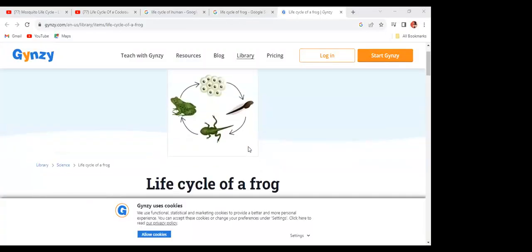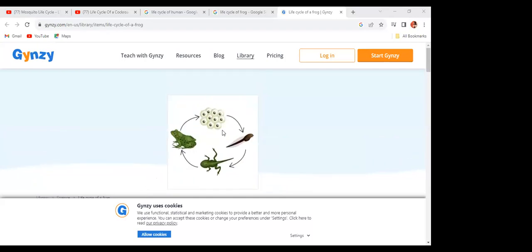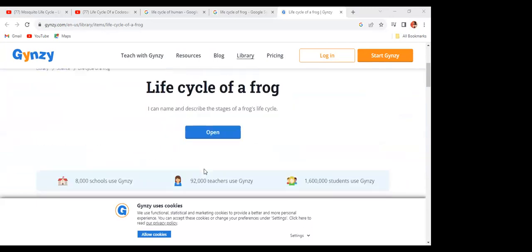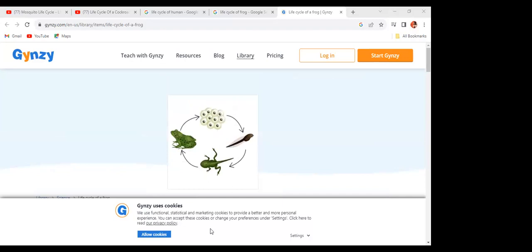Okay, now this is the life cycle of a frog. Now what's the first stage? It's egg, then tadpole, then tadpole becomes somewhat bigger. After that, adult frog, right? Okay, now see this picture and tell me, is there any differences between these stages? Yes, miss. Yes, there are some differences between these stages, right?